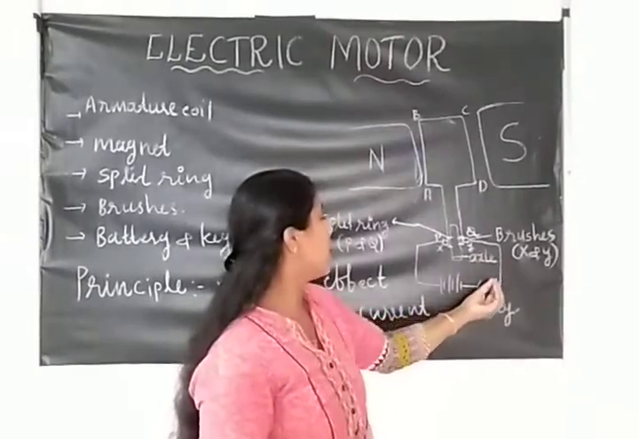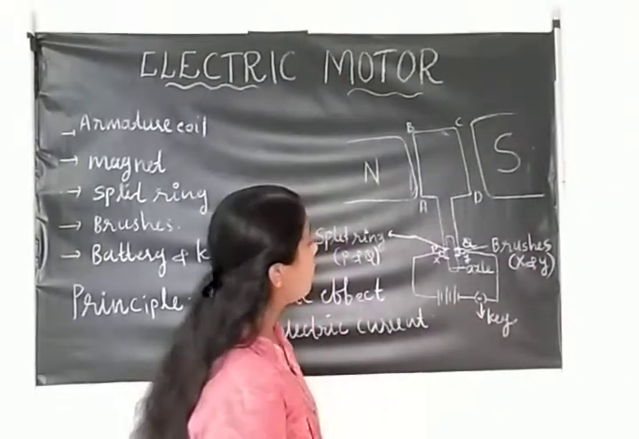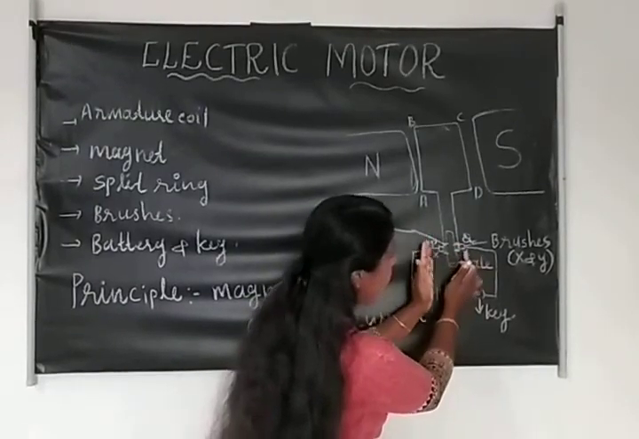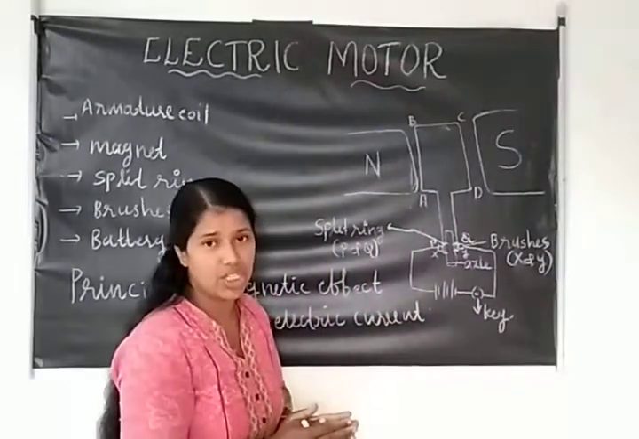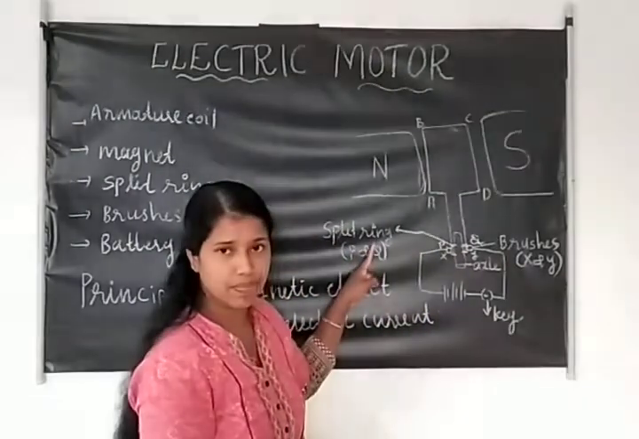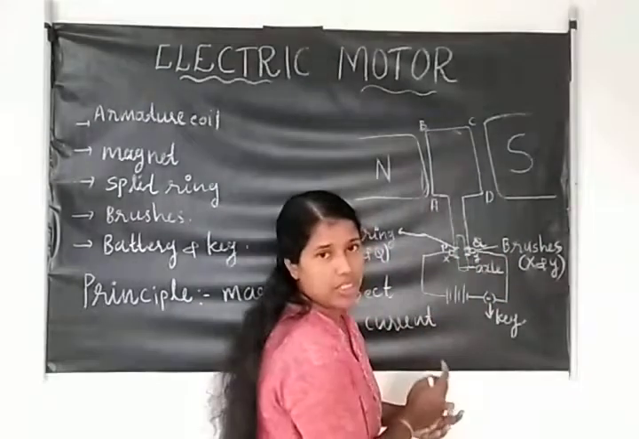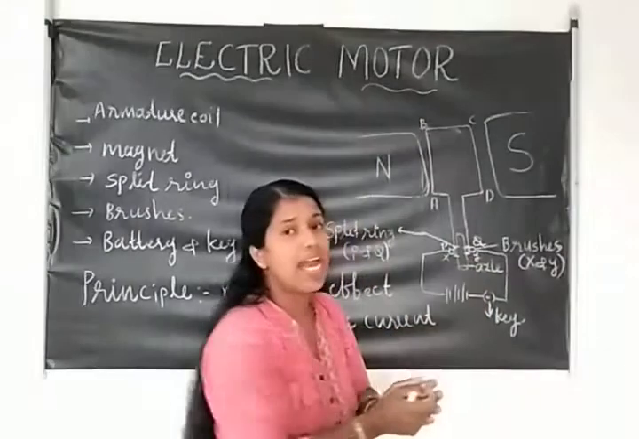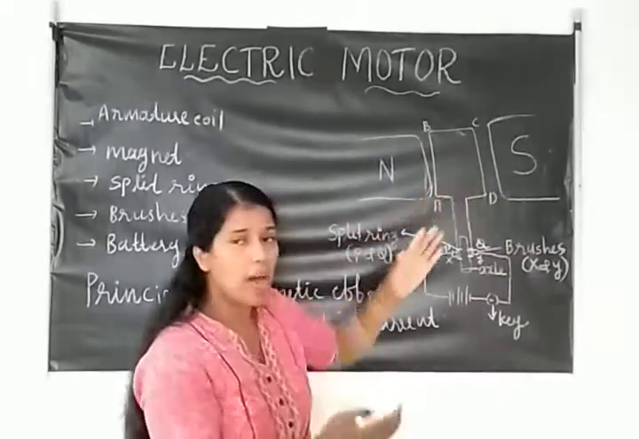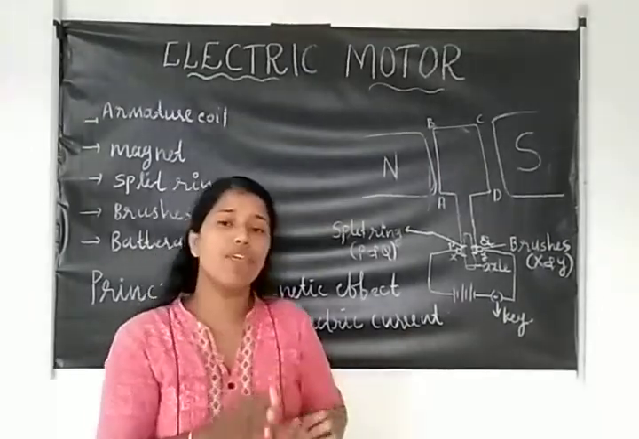Again the current passes through this side also. I already told you the two brushes are stationary. Inside, the split rings are connected to one axis, and the outside is connected to the two brushes. Current passes through the circuit, and force is experienced due to this magnetic field.